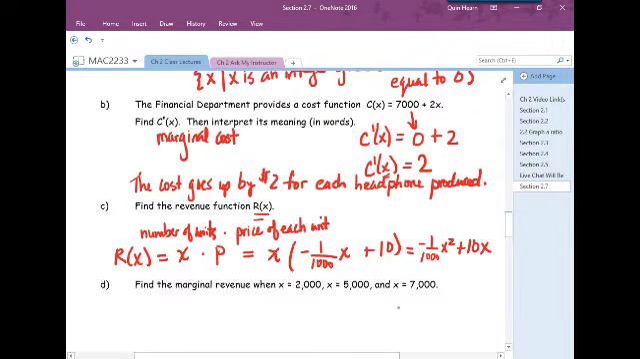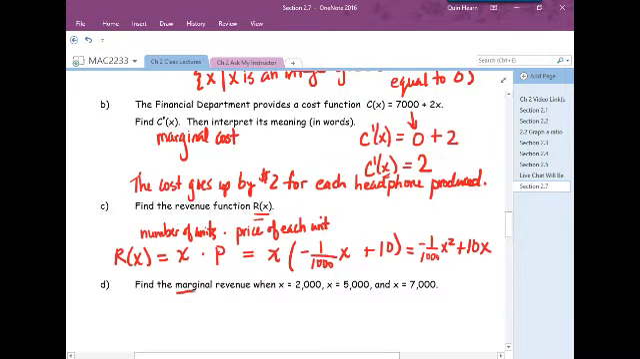All right, so that's the revenue function. So if we want to know how much money is going to come into our cash register at each level of X, then we can just plug into this function.